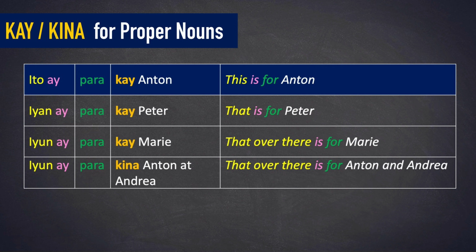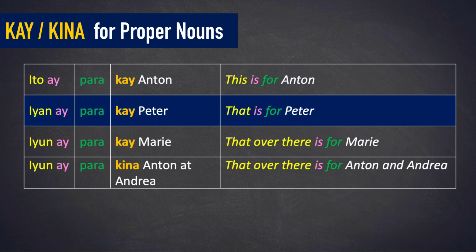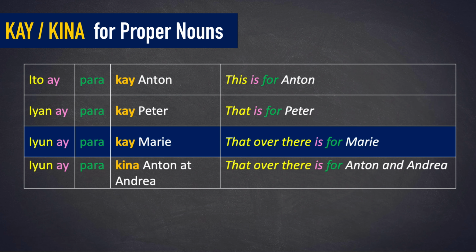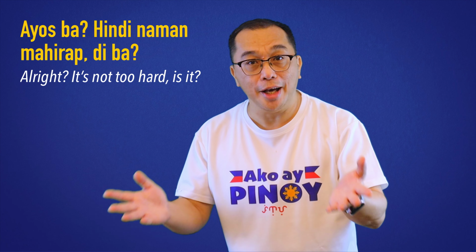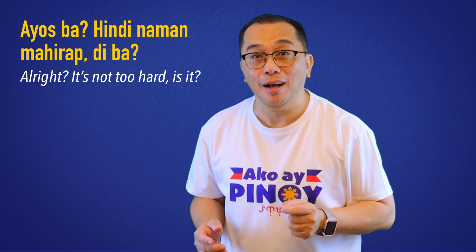Ito ay para kay Anton. This is for Anton. Iyan ay para kay Peter. That is for Peter. Iyun ay para kay Marie. That over there is for Marie. Iyon ay para kina Anton at Andrea. That over there is for Anton and Andrea. Ayos ba? Hindi naman mahirap, di ba? The use of KAY and KINA are quite clear from our examples.